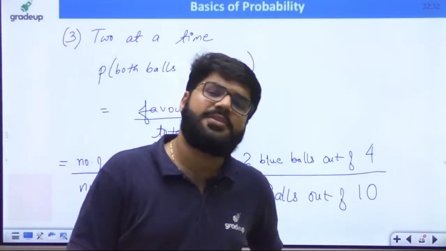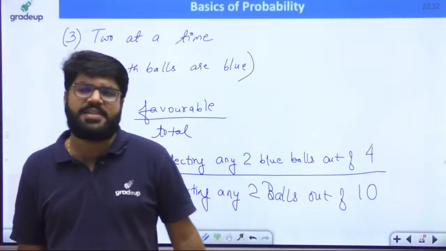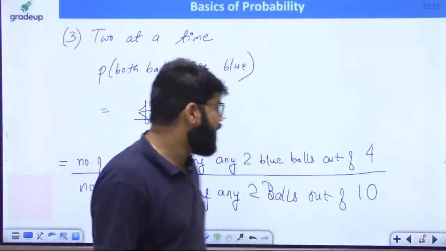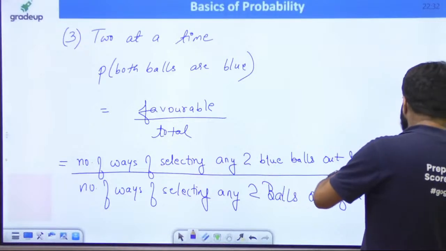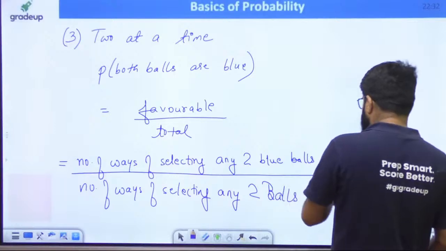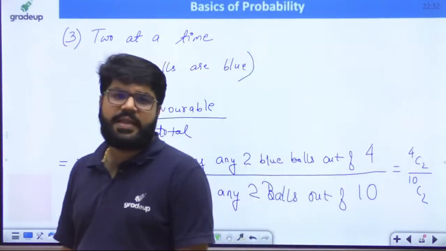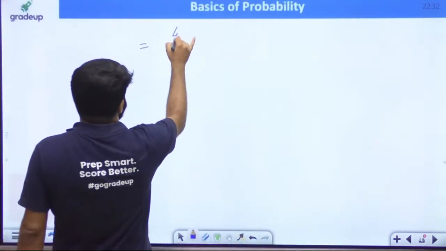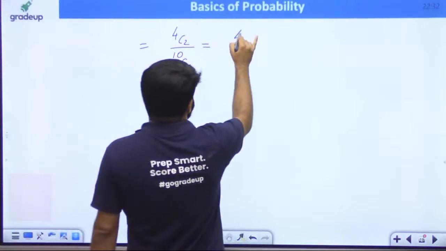Now here we come to the concept of selection, and last month I clearly explained to you what P and C are. Where do you apply selection? Selection represents combination. So this question can be solved using combination. How many ways you can select 2 items out of 4 is given by 4C2. In how many ways you can select 2 items out of 10 is given by 10C2. So my answer is 4C2 divided by 10C2.